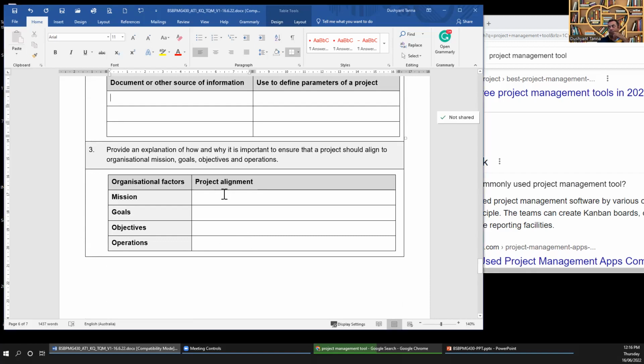Question number 3. Provide an explanation of how and why it is important to ensure that a project aligns to the organization's mission, goals, objectives, and operations. We are talking about mission, goal, objective, and operation.